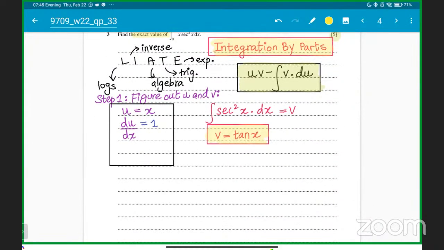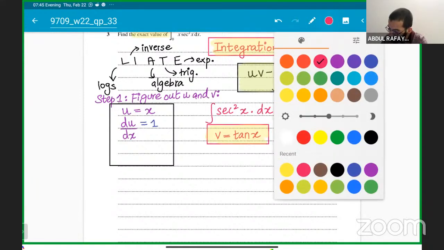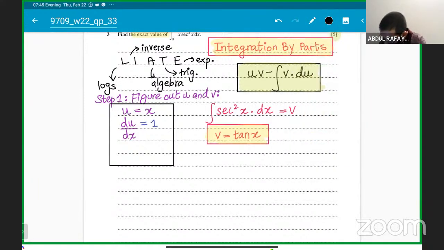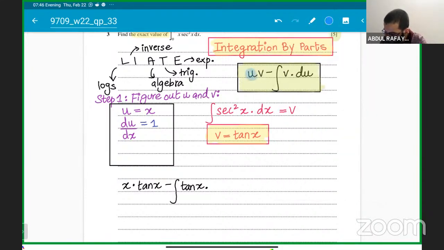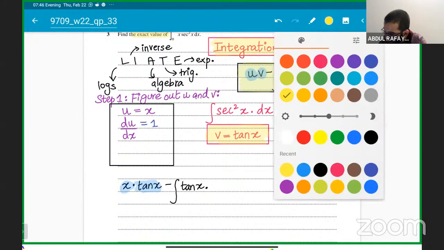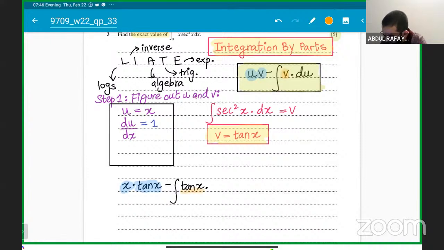Okay, so here we go. Our equation is made. Follow carefully, students. It will be u times v, that is x tan x, minus the integral of v times du, that is tan x times du. I'm just plugging in the values: u represents x, v represents tan x. The integral of v we already have; it is tan x.